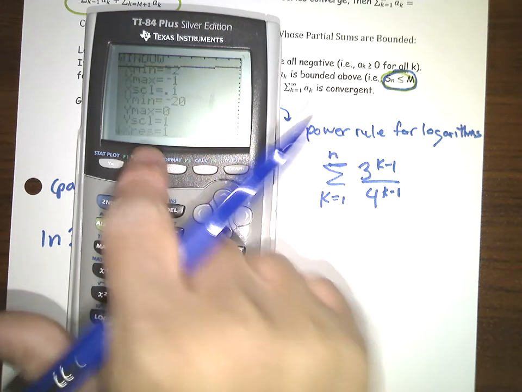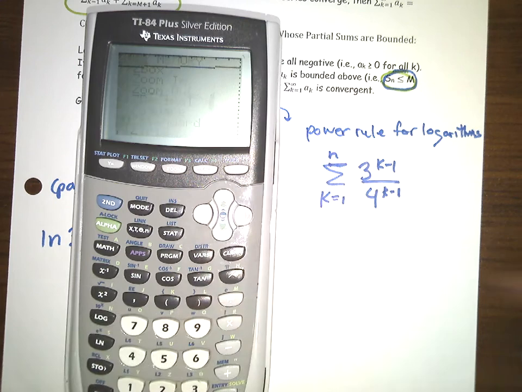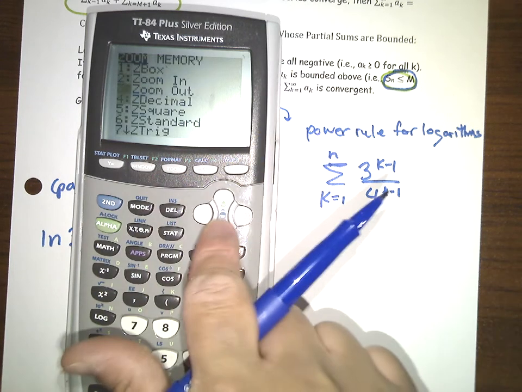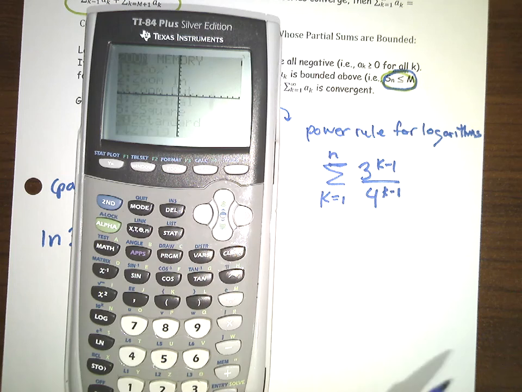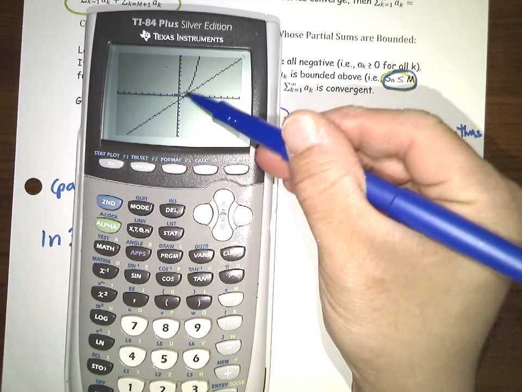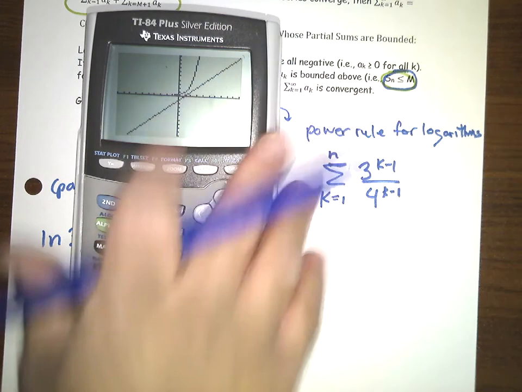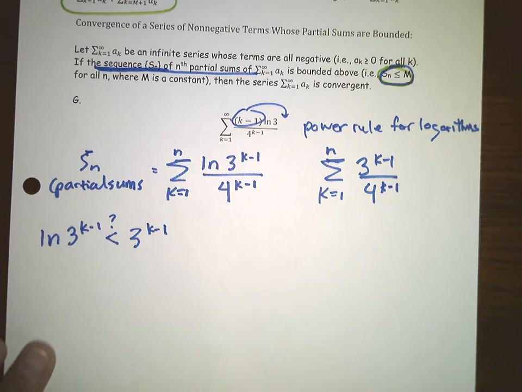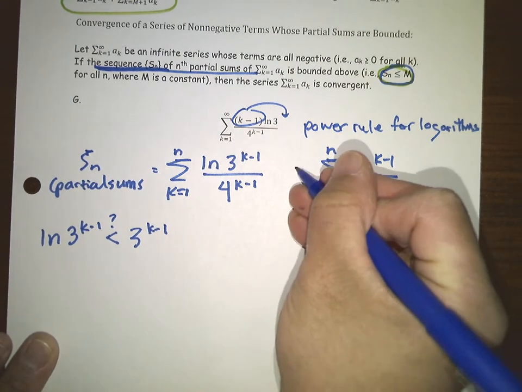So, oh boy, zoom, standard, it didn't do anything. Zoom, there we go. So there is the log, and there should be the graph of the exponential function. So you see at every point here, the exponential function always had the larger value, all right? So that means that this is definitely true. So that's less than this.